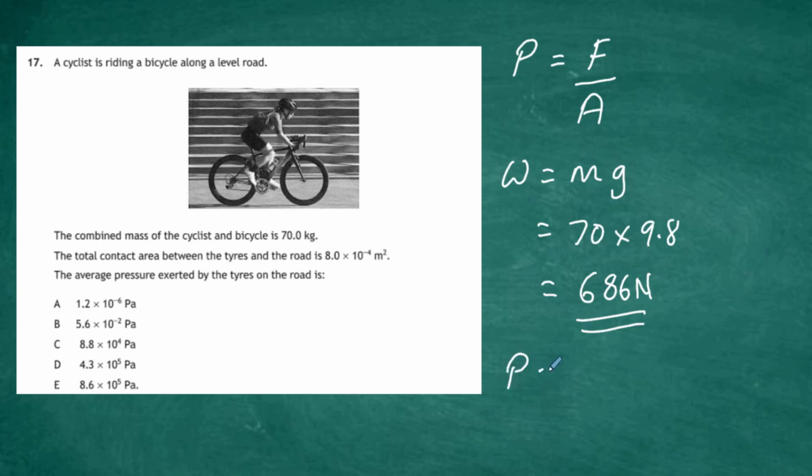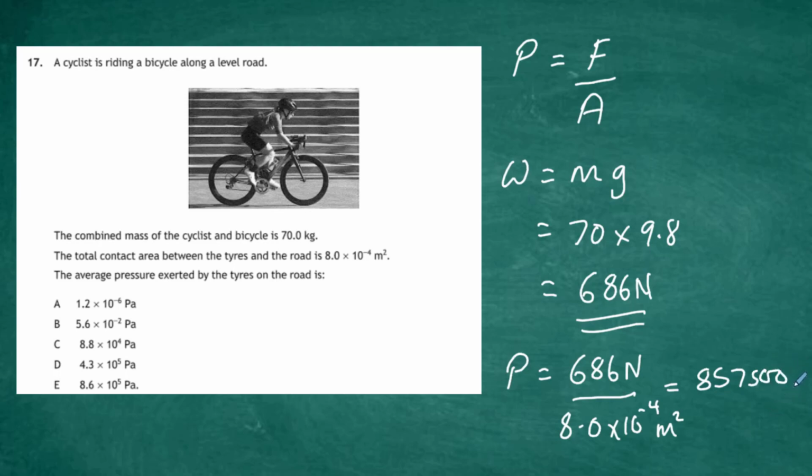The pressure is going to be equal to the force, 686 newtons, divided by the area, and the area of contact is 8.0 times 10 to the minus 4. Remember that's meters squared. That's going to give us an answer of 857,500 in our calculator. And the units are going to be Newton per metre squared, which is the Pascal.